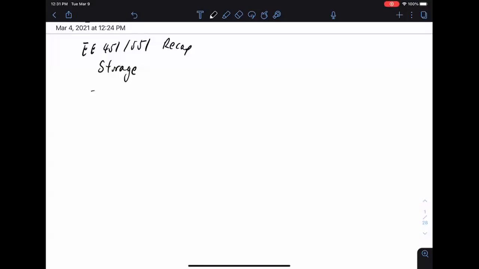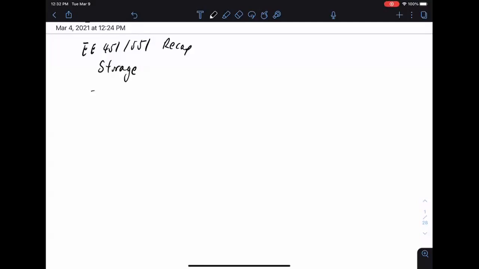So as a recap, last time we went through some of the storage technologies, right? And so we talked about basic chemistry. We talked about different types. We talked about degradation. We talked about lifetime and the different applications for your storage.